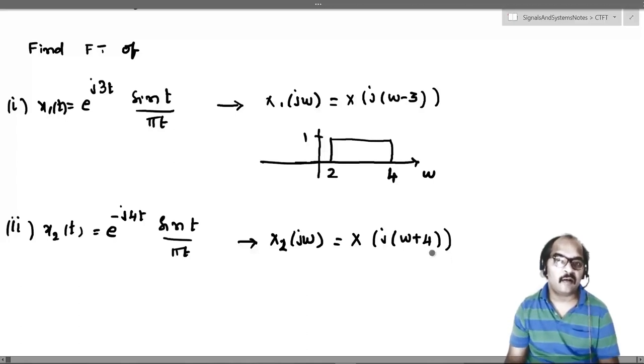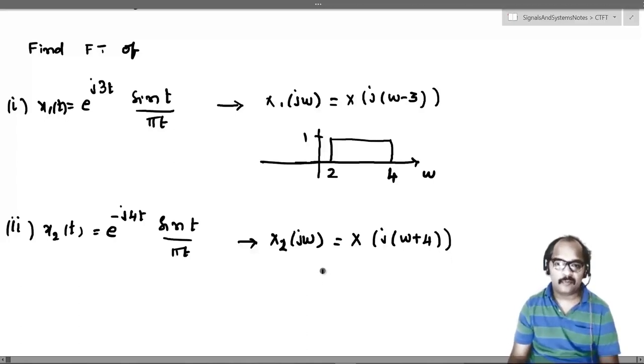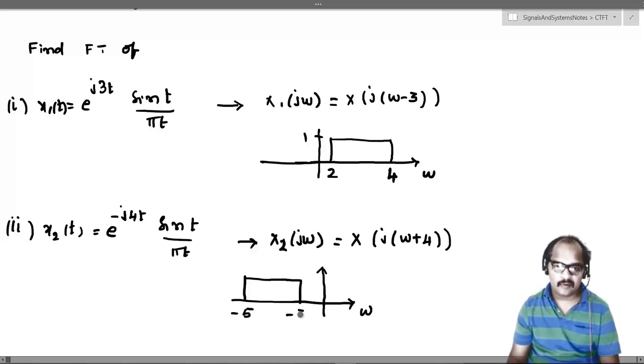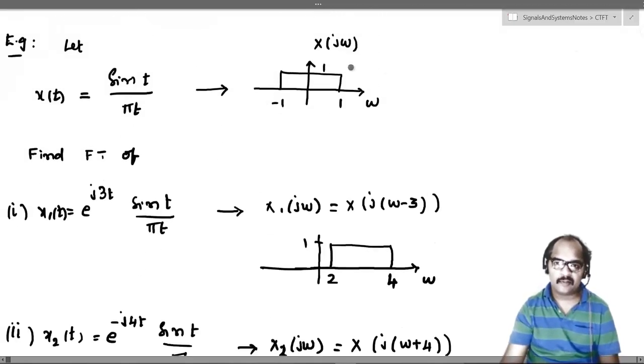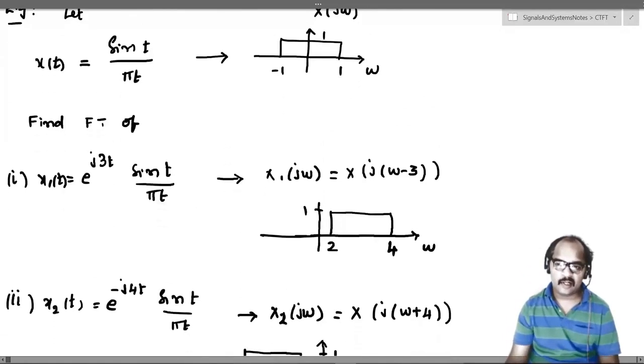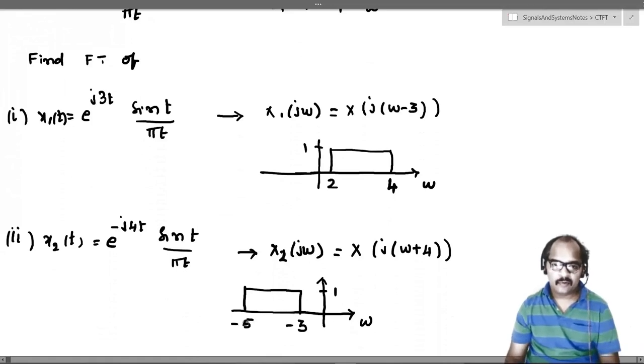What is omega naught for us? It is 4. So how do you plot this here? This is the Fourier transform x of j omega shifted to the left by 4 units. If you shift x of j omega to the left by 4 units, this becomes -5 and this fellow becomes -3. Correct? Look at the plot of x of j omega, it is from -1 to +1. Now you shift to the left by 4 units, so that will be from -5 to -3.